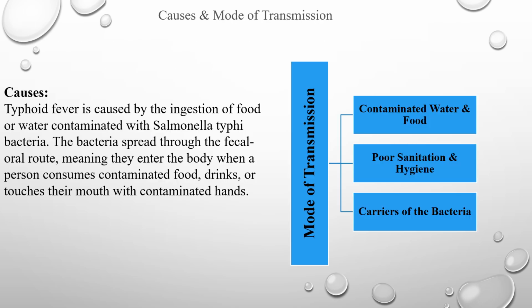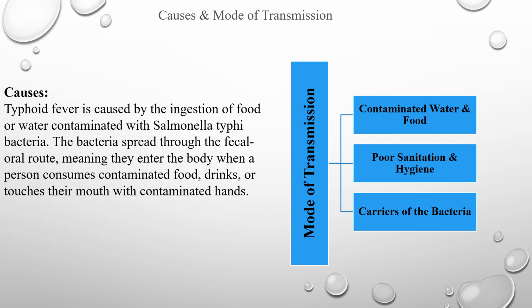So now coming to the mode and causes. If you see the causes, typhoid fever is caused by ingestion of food or water contaminated with Salmonella typhi bacteria. The bacteria spread through the fecal oral route, meaning they enter the body when a person consumes contaminated food or drink or touches their mouth with contaminated hands. If you see the flow chart of the various modes of transmission, it is through contaminated water, poor sanitation and hygiene, and carriers of the bacteria.